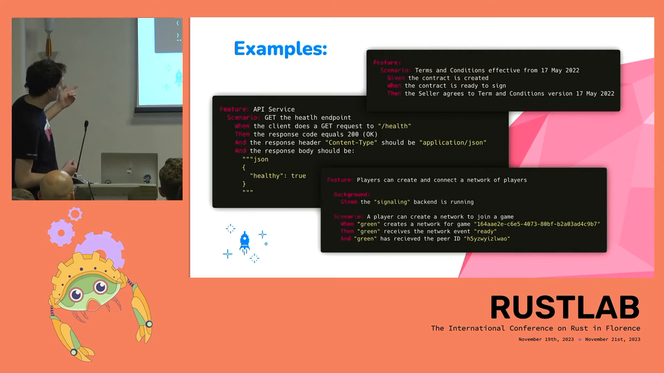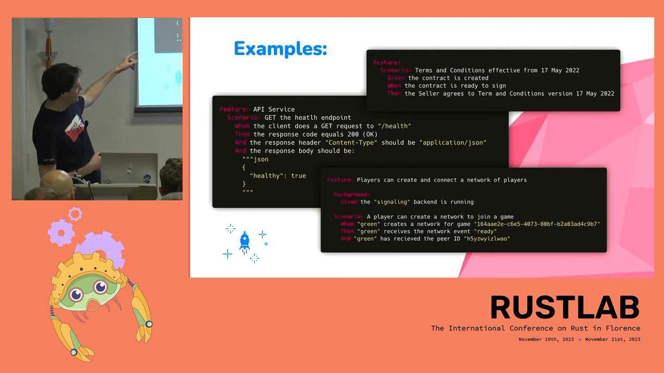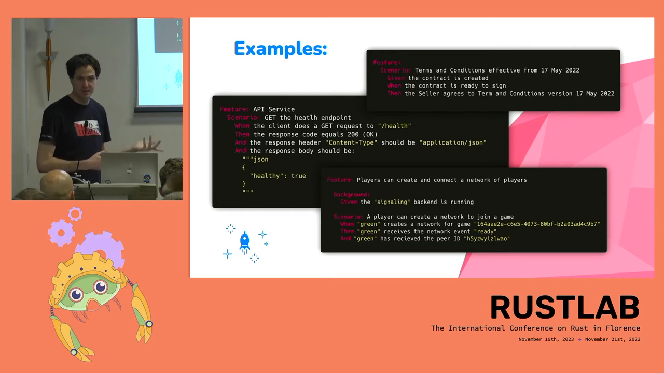And on the left, I have the simplest example of testing an API for us. That's what I'm going to talk to you about. If you look for documentation on Cucumber, this is not what they're shouting about, but this is what I'm shouting about. In this case, it's super simple. Given the client does a GET request to this endpoint, the health endpoint, I expect 200 OK with this content type header and this body. And this is a runnable test.